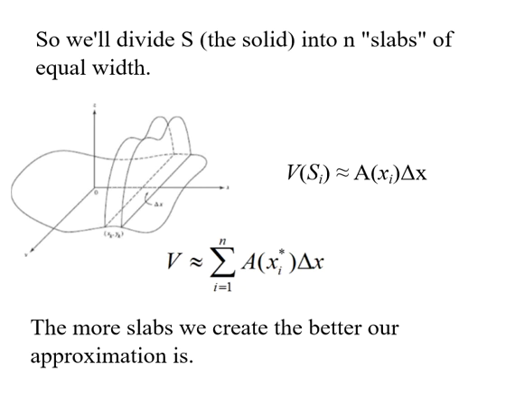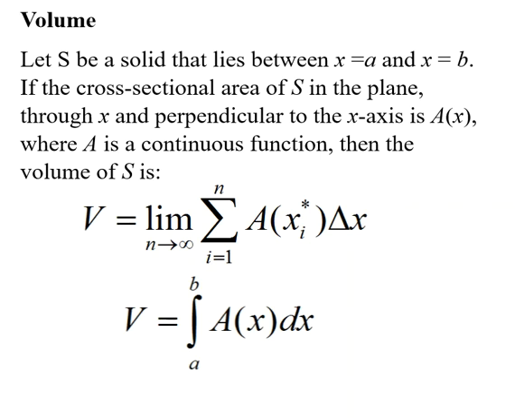We're going to divide that solid into slabs, which a lot of times today will be circles or discs of equal width. We take the area of each and multiply it by the width of the slab, and the volume equals the summation of all of those slabs' volumes. The more slabs we create, the better our approximation is, and that sounds exactly like a Riemann sum, because it pretty much is.